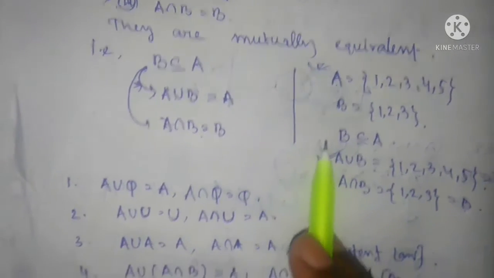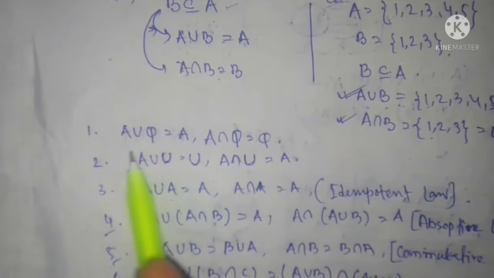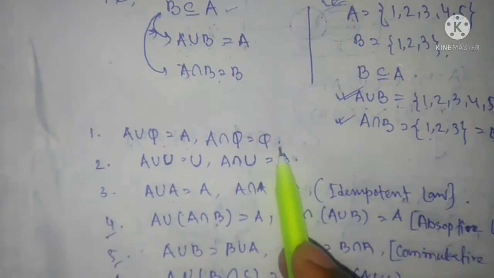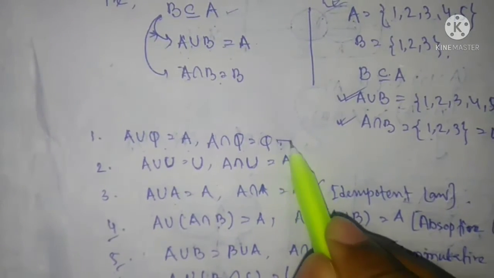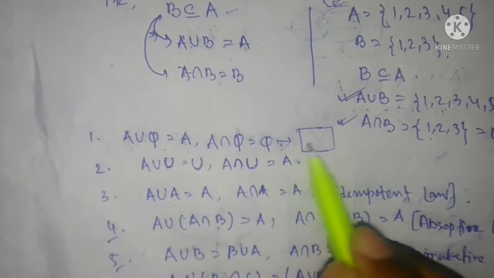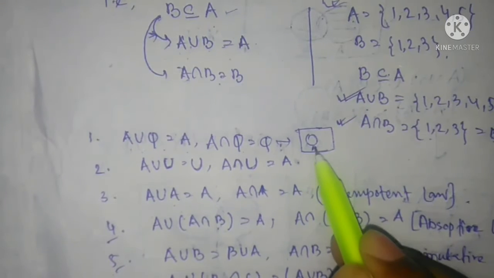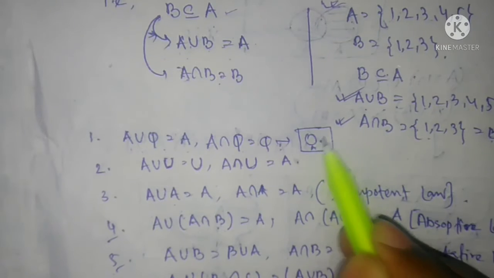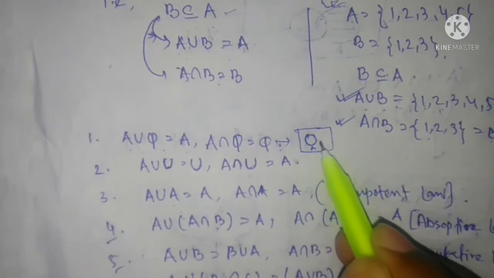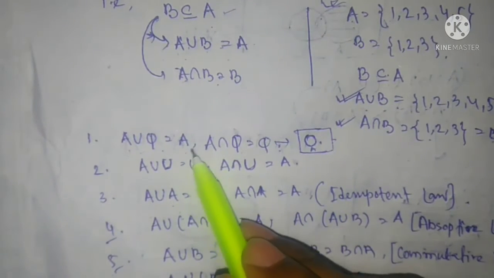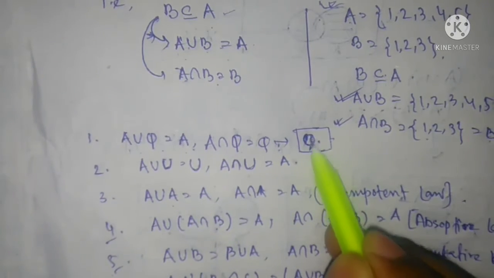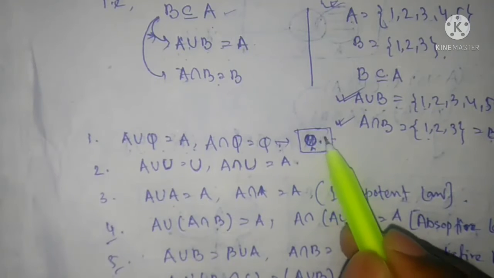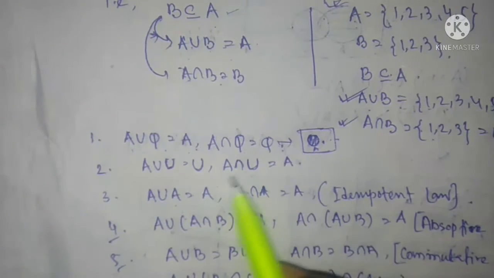Now let's proceed to some other rules. They are very, very important. A union phi exactly equals A, and A intersection phi equals phi. If you see it in a Venn diagram, this is A or phi, it doesn't matter. This is the null set, no element. So for union, this is exactly equal to A. And the other property: if the intersection is with null, then what will the intersection be? Phi.